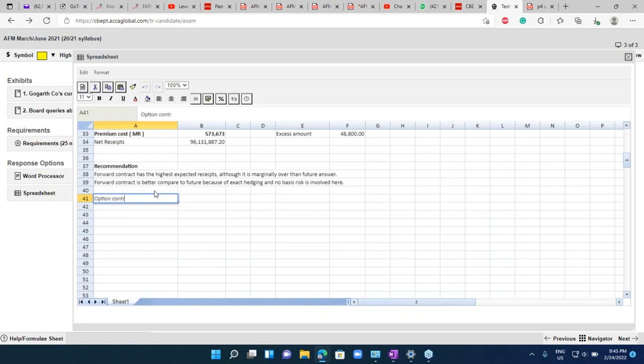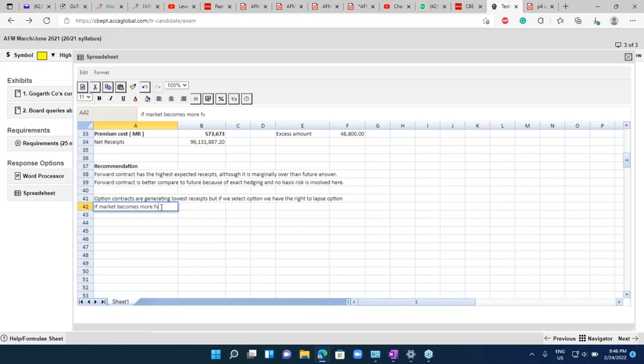Option contract are generating the lowest receipt, but if we select option, we have the right to lapse the option if the market becomes more favorable.